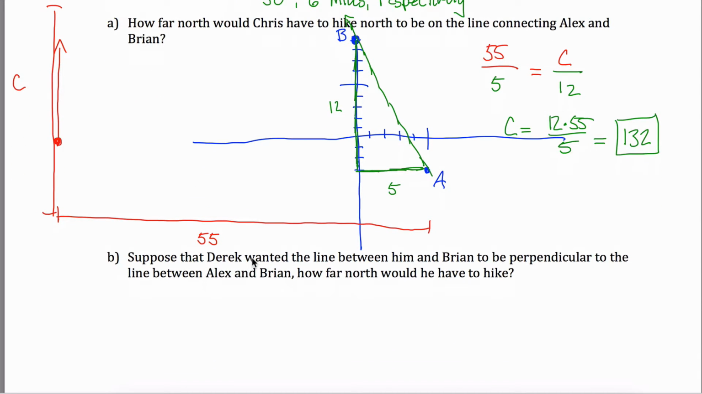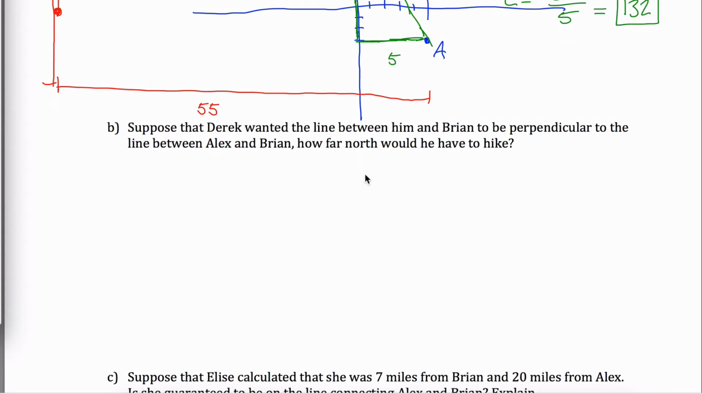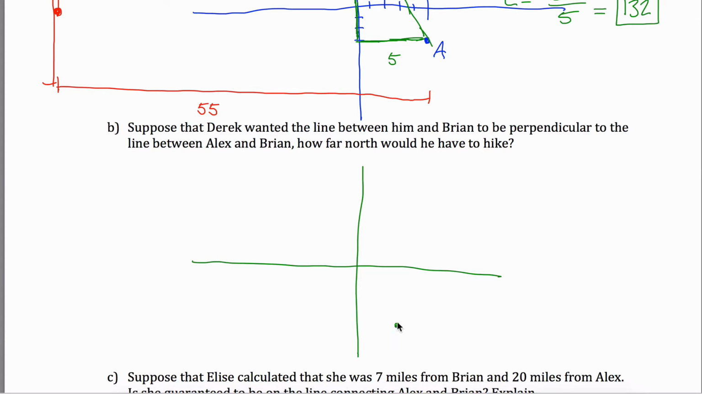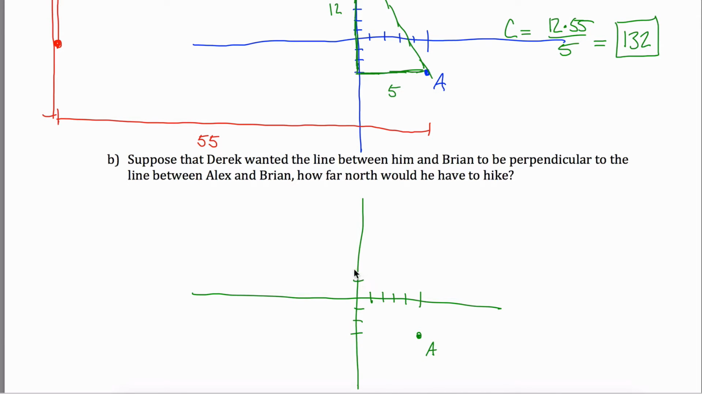Okay, suppose that Derek wanted the line between him and Brian to be perpendicular to the line between Alex and Brian. So I'm going to try to reuse my picture. Okay, so I have this same basic picture. Alex is down here somewhere, and let's put it to scale. So Alex went south 3, 1, 2, 3, 4, 5. There's Alex. And Brian went north 9, 1, 2, 3, 4, 5, 6, 7, 8, 9. So there's Brian. And here's the line between Alex and Brian.